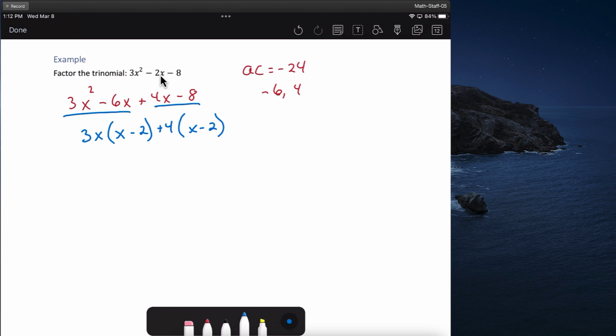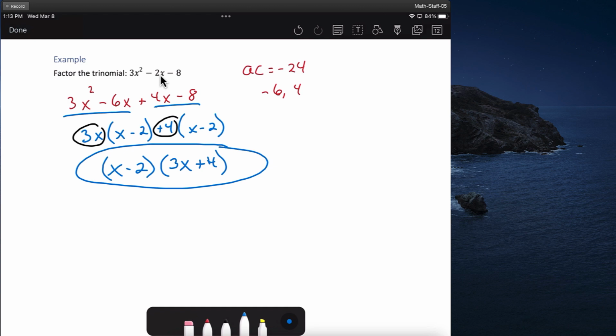Notice now the parentheses in each case is the same. That's a good indication. Let's factor it out. X minus 2. When we factor out x minus 2, you have 3x and 4 left over. So we have 3x plus 4 in the second set of parentheses. And now we've finished factoring the trinomial.